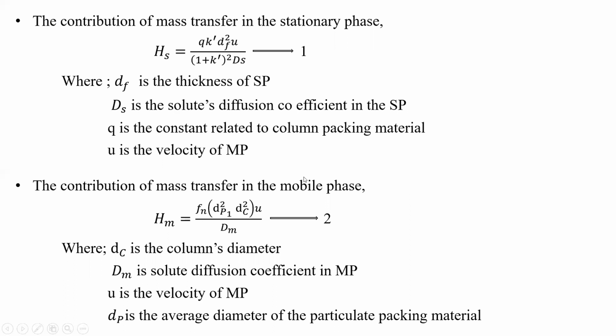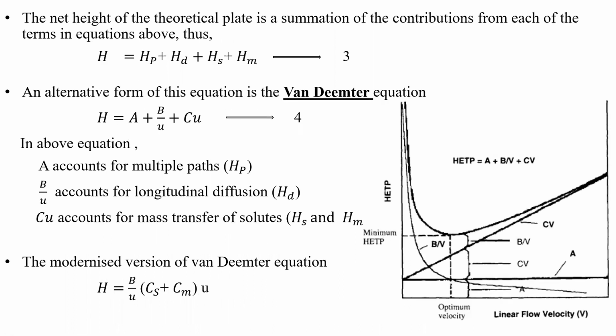The contribution of the mass transfer in the mobile phase is given by Hm, which is equal to a function of dp square dc square into u divided by dm, where dc is the column's diameter, dm is the solute diffusion coefficient in mobile phase, u is the velocity of mobile phase, and dp is the average diameter of the particulate packing material. So we have now come across the four important factors that affect the height of the theoretical plate.